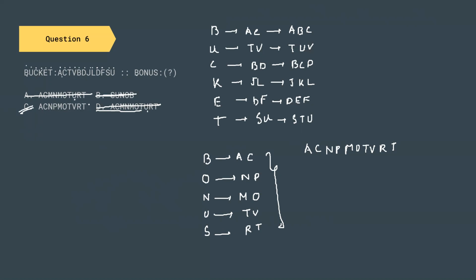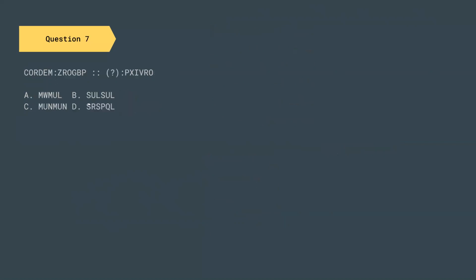So that was your word encoding. You have encoded a word in a particular way, then you have found out what letter is encoded into which letter. So now that we are comfortable with this type, let us try another question. They are saying that this word is encoded into ZROGBP, then what will be coded into PXIVRO? So the question is a little different.